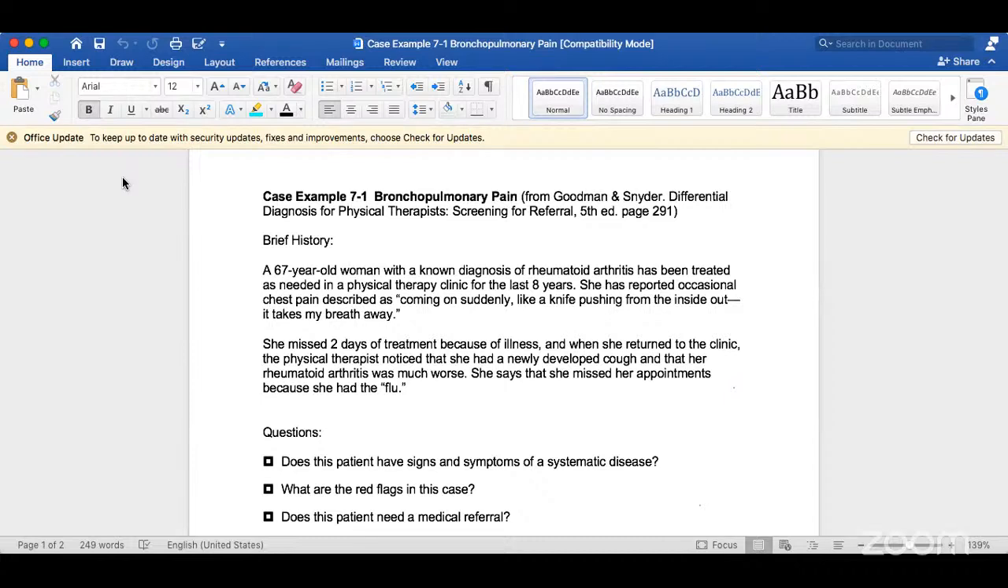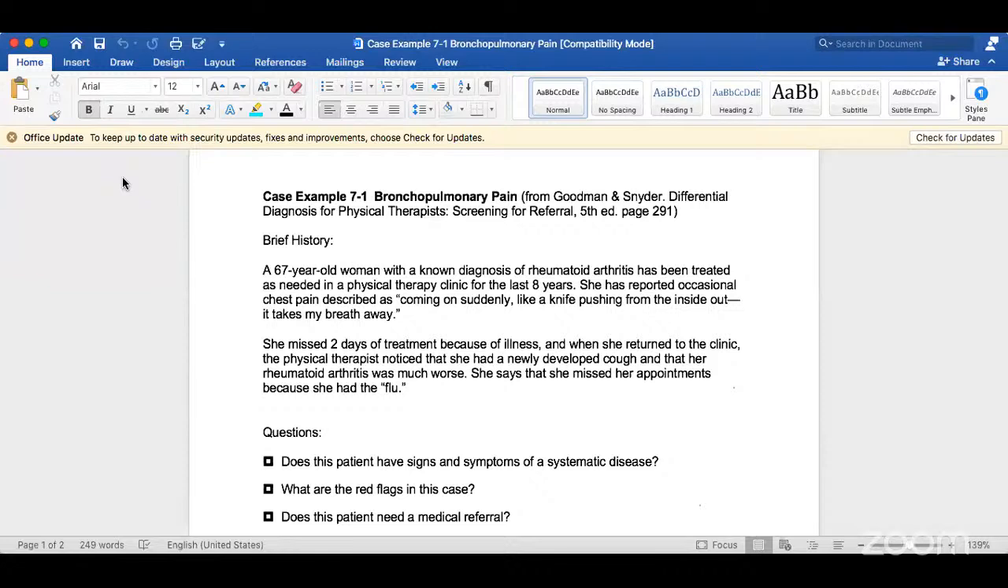The patient needs medical referral. Yes, the patient should be referred for further investigation and management. The patient needs referral because she's showing symptoms of infection and will benefit from antibiotics. Chest pain coming in suddenly.